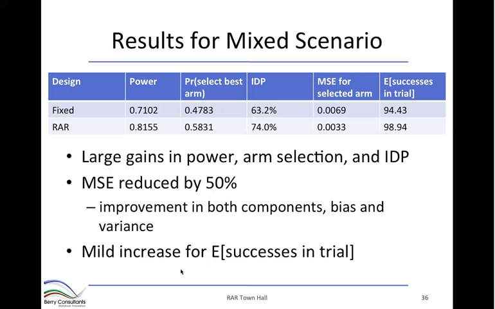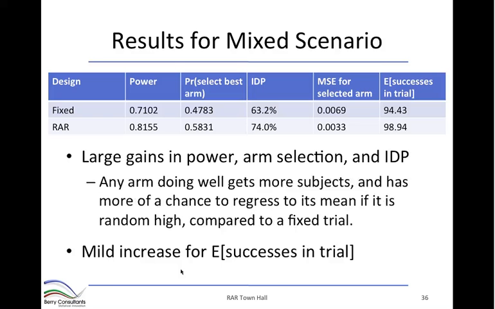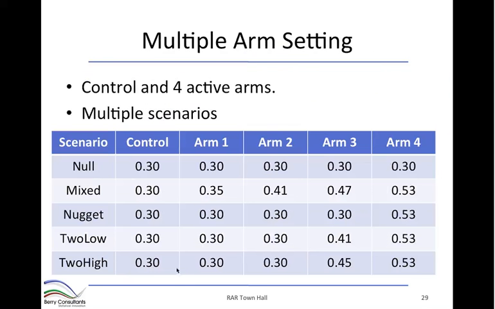Let me go straight to the results in the interest of time. So this is the comparison, a fixed non-adaptive design to RAR. And these are the results for the mixed scenario. So going back, just to remind you what that is, the mixed scenario starts off at 30, and each of the arms is successively better. Not intended to be a dose arrangement, but I always just tried to, for easy memory, put the higher arms to be better.